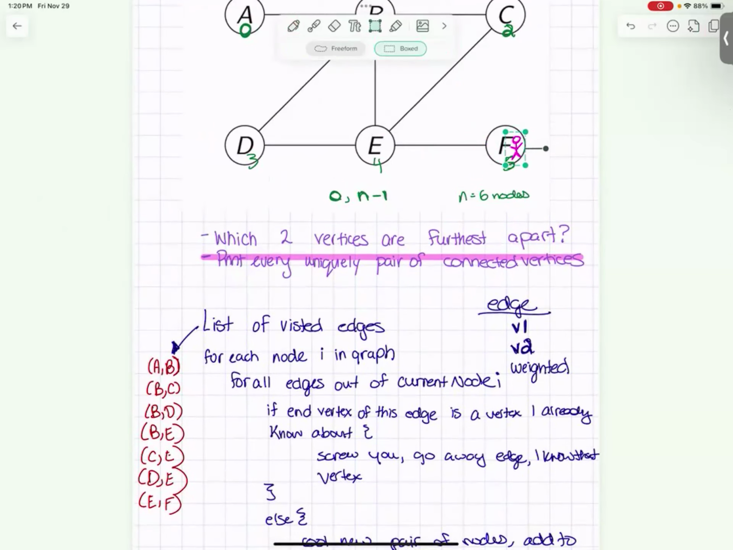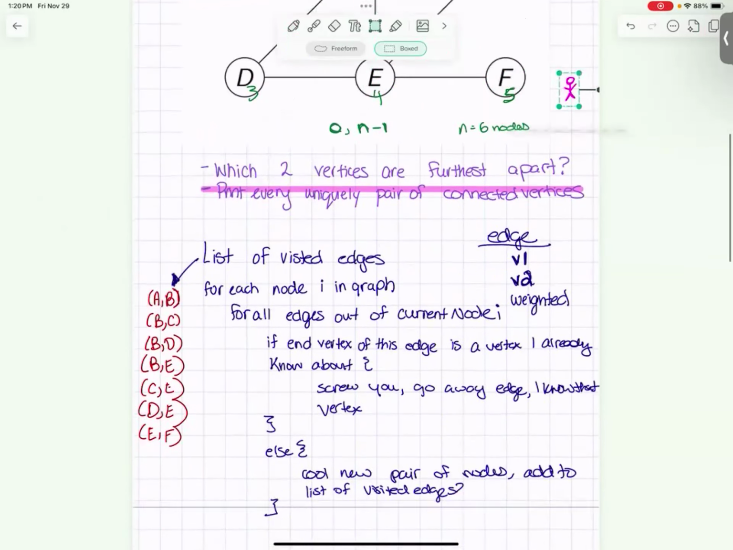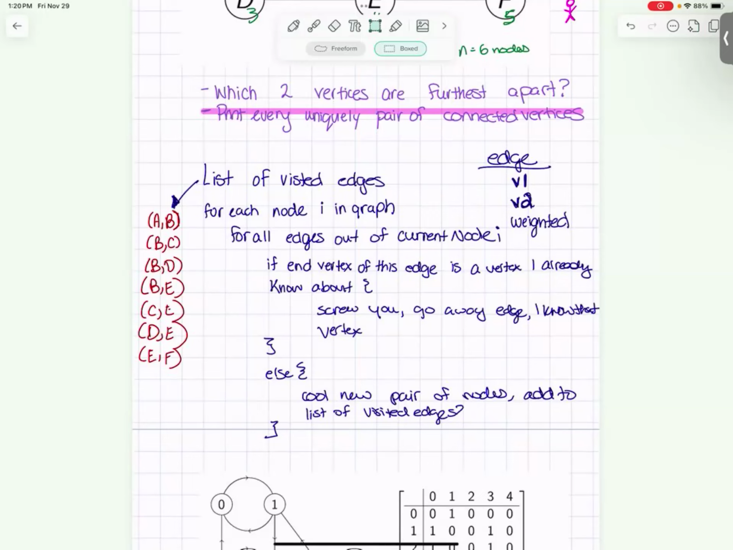And then I can go to F and find the single edge and see that EF already exists. So screw you, I'm done. And that algorithm ends. And my list.size is 1, 2, 3, 4, 5, 6, 7.